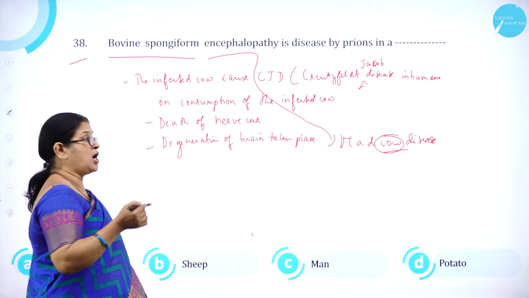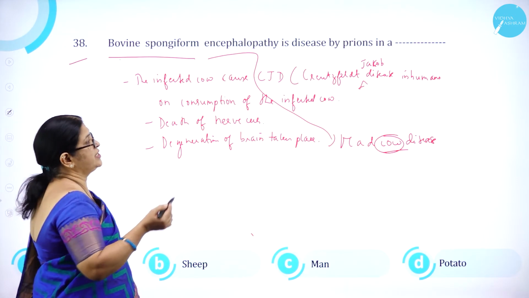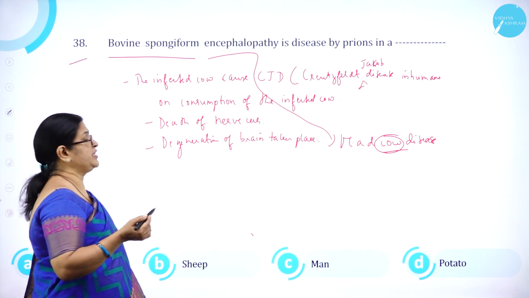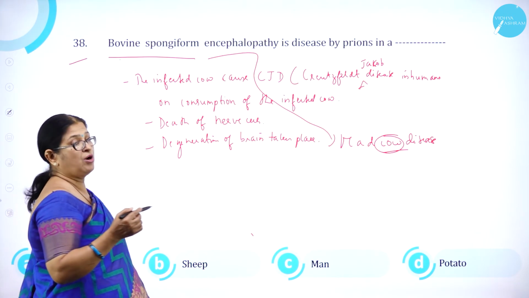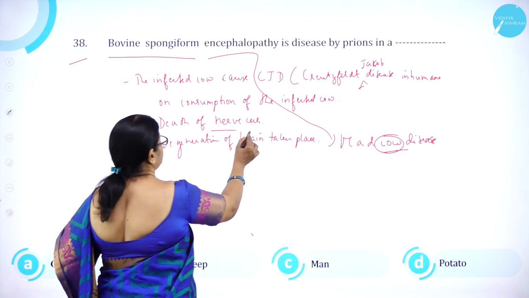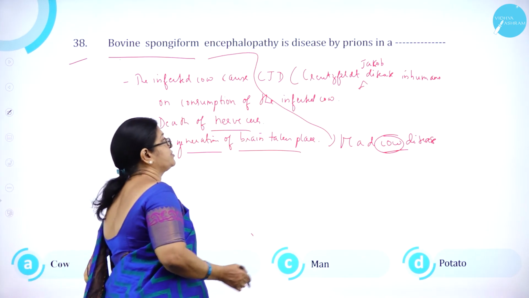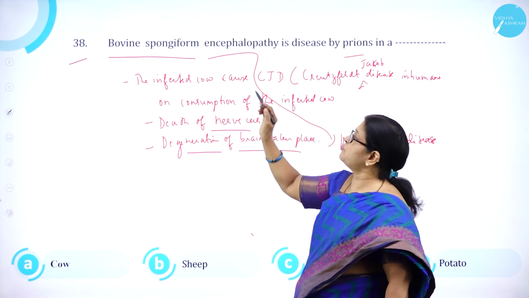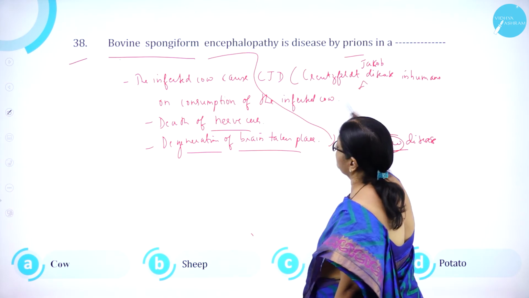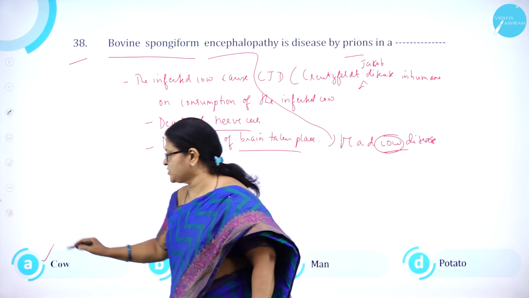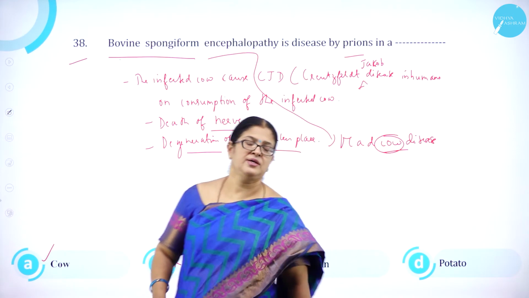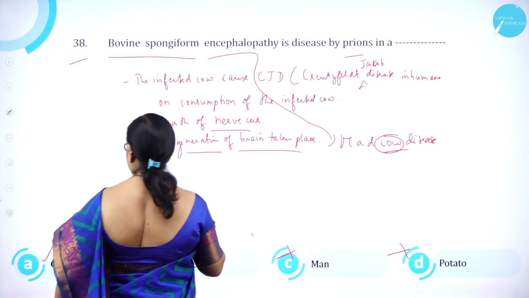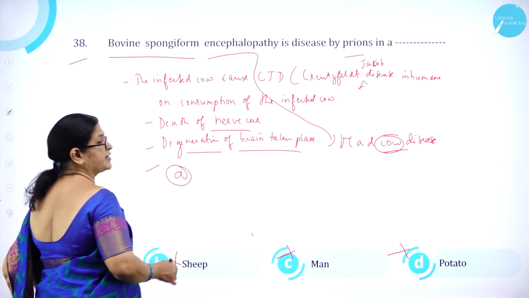The infected cow, as you know, causes CJD, that is Creutzfeldt-Jakob disease, in humans on consumption, when they eat the meat of an infected cow. So it may lead to death of nerve cells, and even degeneration of the brain takes place. So bovine spongiform encephalopathy is a disease caused by prions in a cow. So option A, cow, is correct. B, sheep, is wrong. C, man, is wrong. And D, potato, is wrong. So option A is correct.